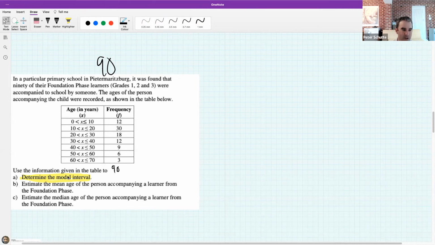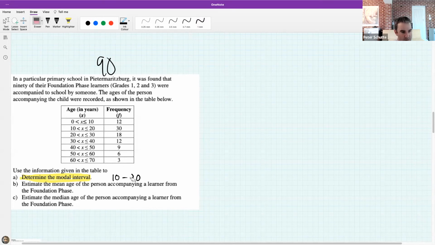Okay, the modal interval is a little bit straightforward. So which is the interval with the most people in it? It's the one with the frequency of 30. So the modal interval will be 10 to 20 ages in years. That's the interval that we were dealing with. Okay, so step 1, 10 to 20.